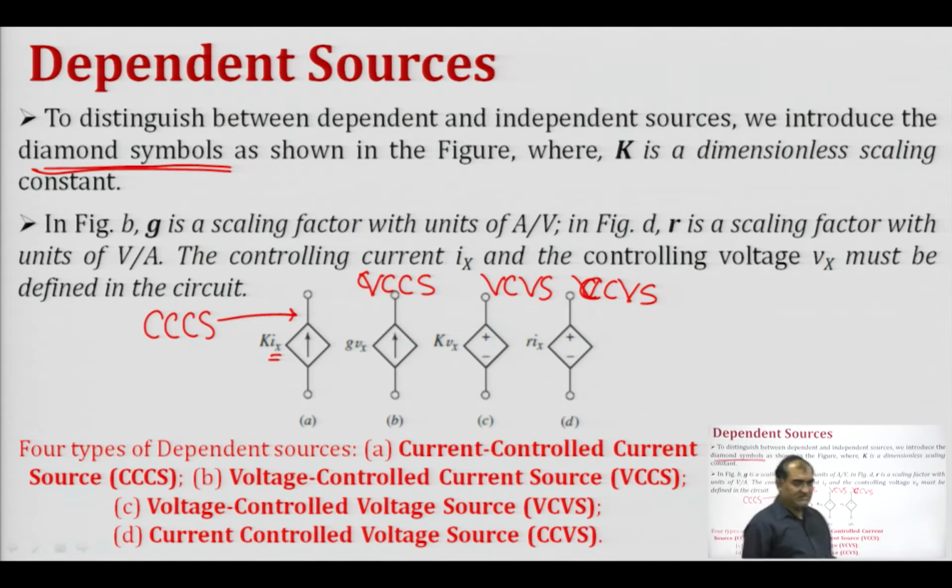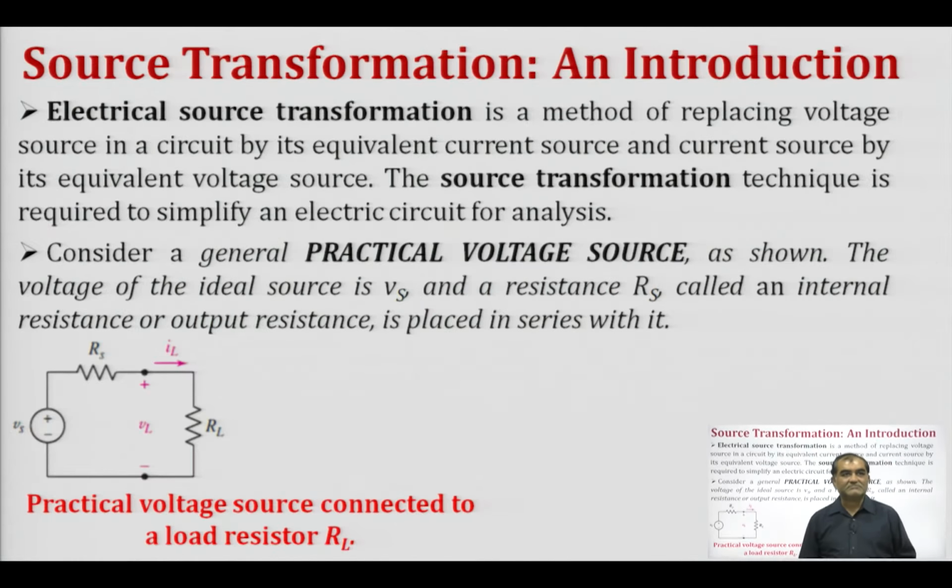So, these are some representations for the dependent sources or the controlled sources, where the controlling quantity may be voltage or current and the source may be current or voltage. Now, after discussing these sources, we start with the next part, that is source transformation. Source transformation is a method of replacing any voltage source in a circuit by its equivalent current source, or a current source by its equivalent voltage source.